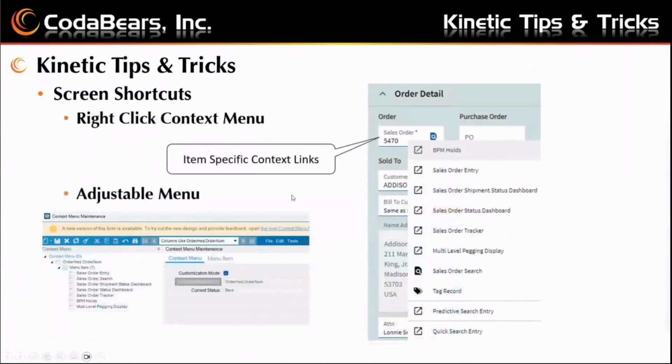So right-clicking is still available. Right-clicking doesn't work everywhere. So if you find an error, please report it to Epicor. There's my plug for Epicor. When I have a sales order number, I can right-click on it and I can look at the BPM holds. I can open it with order entry. These are customizable. You are not limited to what's in this list. It's called a context menu.